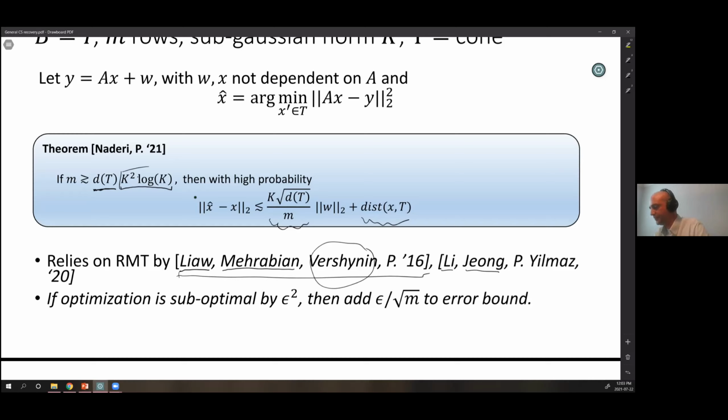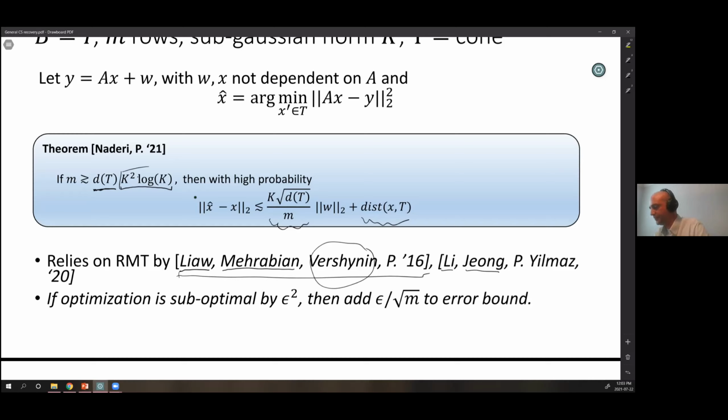All right, and let me mention in passing, if you can't exactly optimize least squares, then this scales well with the optimization error. All right, so that's if B equals identity.